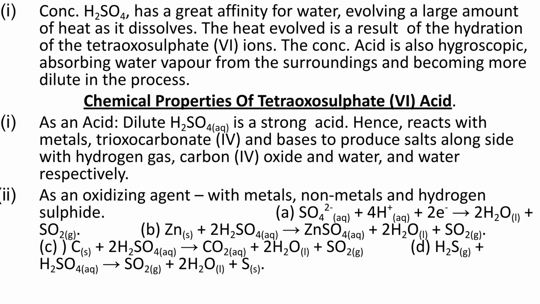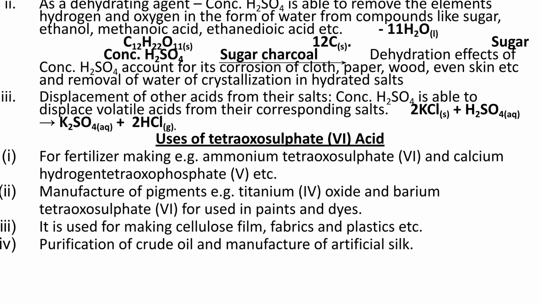Physically, concentrated H2SO4 is a colorless, viscous, corrosive liquid with a density of 1.84 g/cm³. This flowchart summarizes the contact process for producing sulfuric acid, from cleaning and compressing gases to dissolving sulfur trioxide in concentrated sulfuric acid to form oleum, and finally reacting oleum with water to form sulfuric acid.